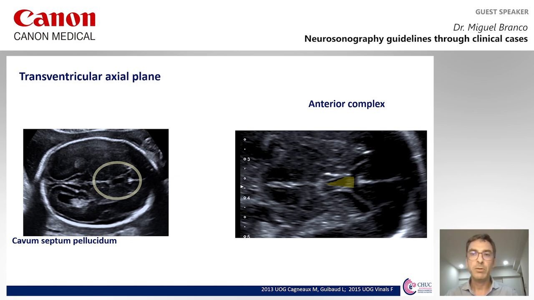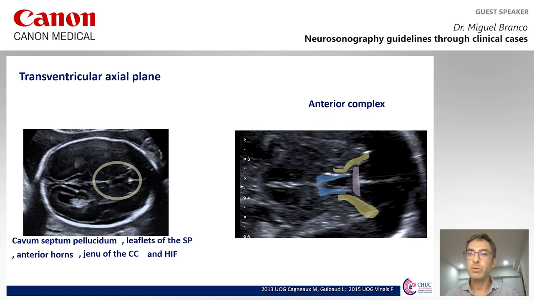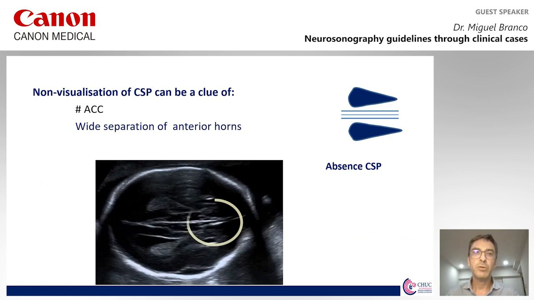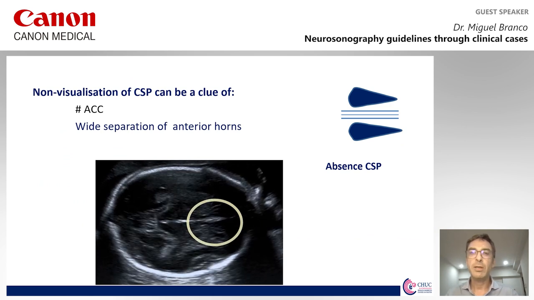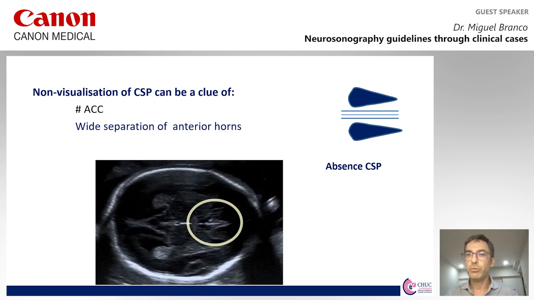fissure and is constituted by the cavum septum pellucidum, leaflets of the septum, anterior horns of the lateral ventricles, genu of the corpus callosum, and interhemispheric fissure. Non-visualization of the CSP can be a clue of pathology of midline structures.